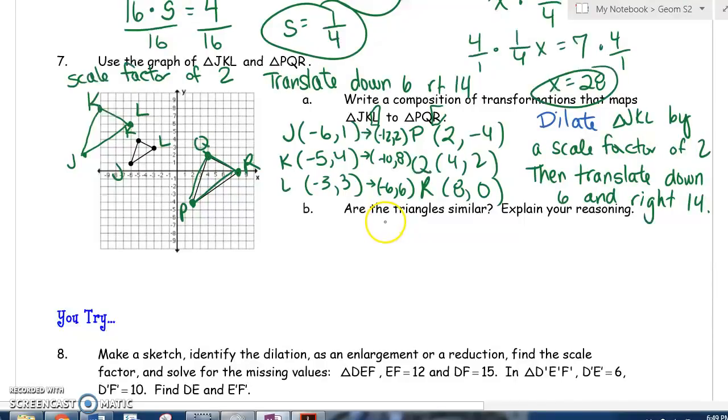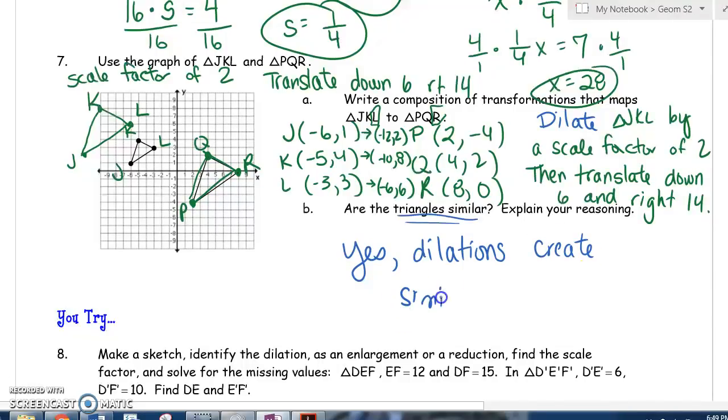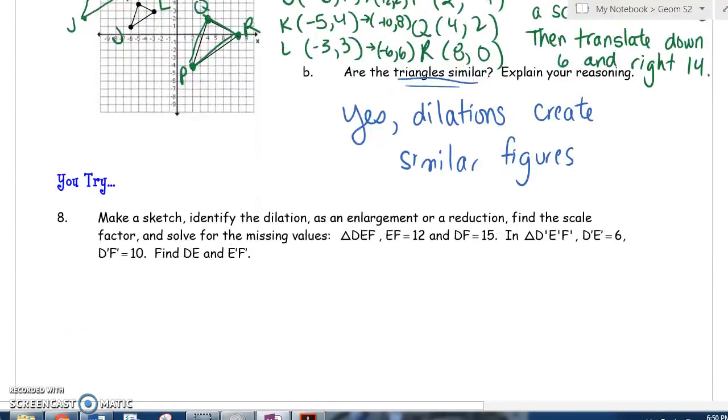Are the triangles similar? We're going to learn more about similar triangles later, but the answer to this, anytime that you are dilating and translating, is you're going to say yes, dilations create similar figures. And we will get more into that soon in the next couple of days. But anytime that you're taking a triangle and you're doubling it in size or tripling it in size or cutting it in half, those two triangles are going to end up being similar. They're exactly the same shape but different size.